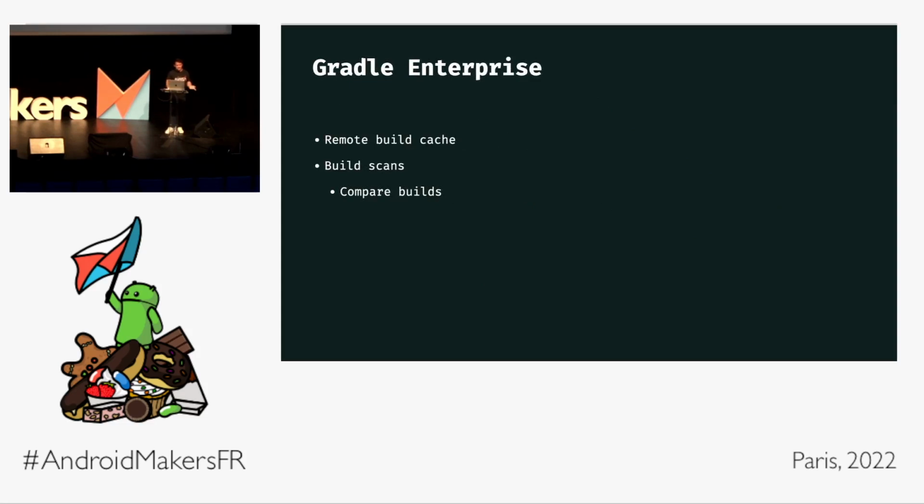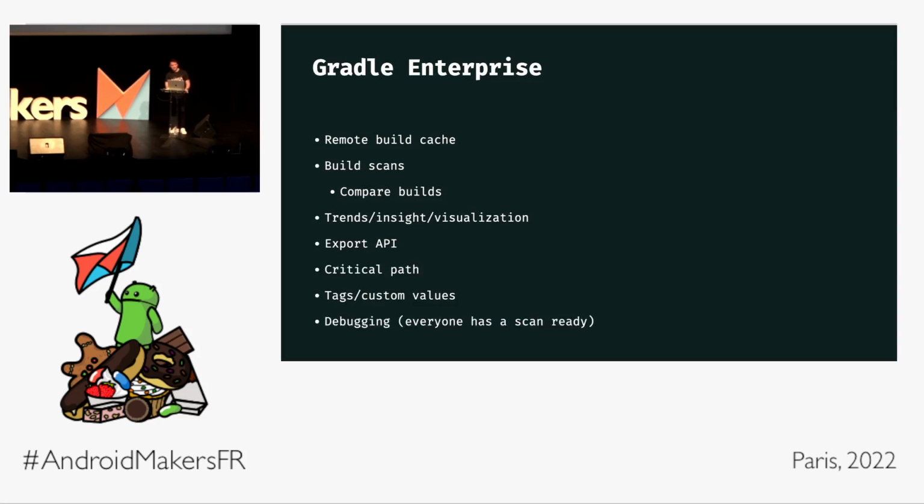Remote build cache. It's got build scans, easy to compare builds, get trends, insights, visualization. There's an export API if you want to pipe it into something else. You get information about your critical path in your build. You can slice and dice data differently with tags and custom values. And it's just really handy if people are like, hey, there's something wrong with my build, and they're like, can you send me the build scan? And you're like, yeah, right here.